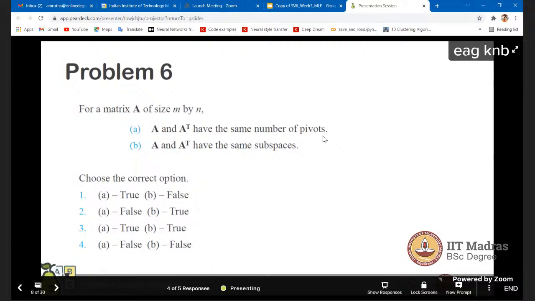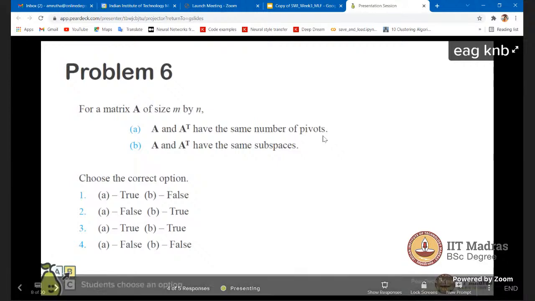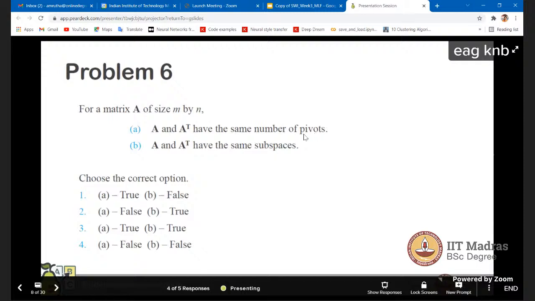You can even see our examples in the tutorial, or if you have worked them out, you can see the examples. So if you have a matrix and if you take a transpose of the matrix, you will definitely get the same number of pivots here. That is the reason for the first statement to be true.